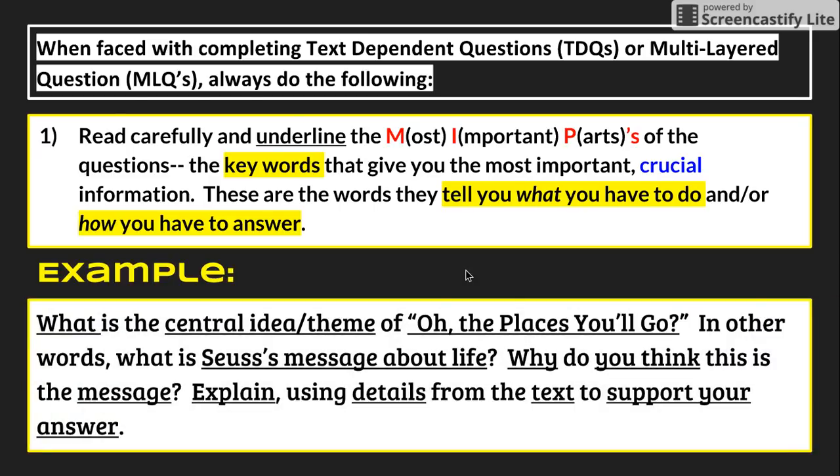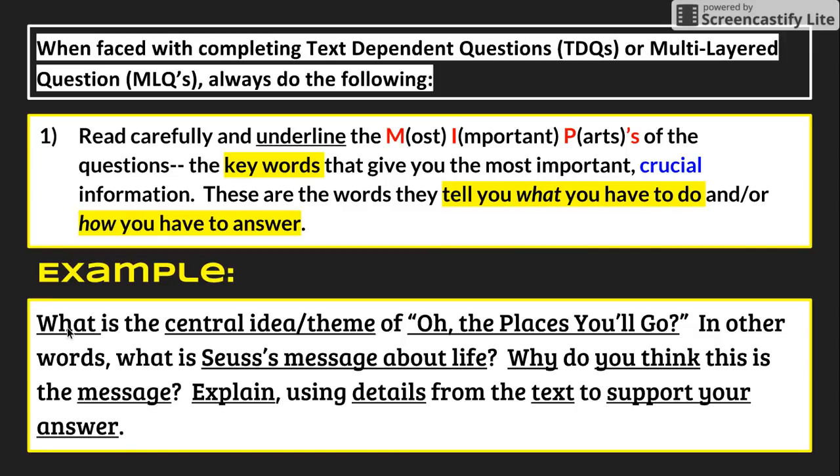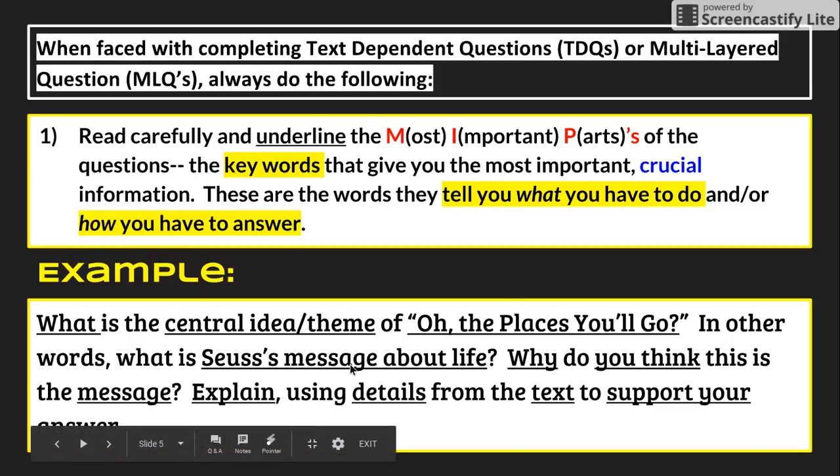So here's that Dr. Seuss example again. You have the question, that first part of the question is, what is the central idea or theme of Oh, the Places You'll Go? And you can see the what, central idea, and theme, and Oh, the Places You'll Go have been underlined. The what tells you what it is you're asked to do, right? You have to identify. It tells you what you have to identify here, the central idea or the theme. And then, of course, the text that you are identifying it for, and that is Oh, the Places You'll Go. The next piece, in other words, what is Seuss's message about life? We've underlined Seuss's message about life because this is essentially what a theme or central idea is. And this question is giving you more crucial information about how to identify properly the theme.